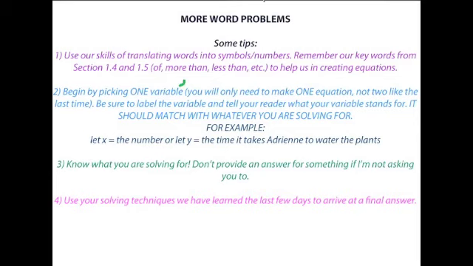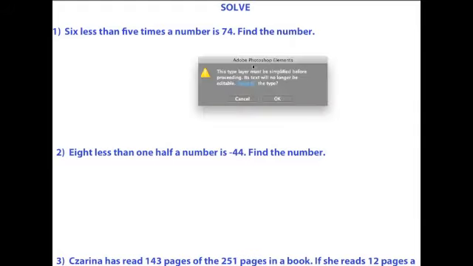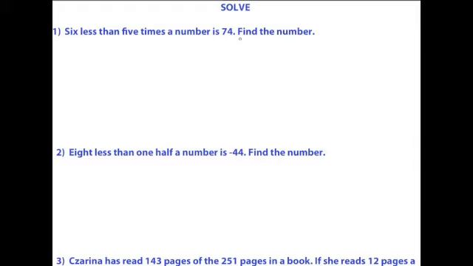Okay, so let's look at some practice problems using some of the tips I gave you. So: 6 less than 5 times a number is 74. And what are we trying to find? I'm going to underline it for us. We are trying to find a number. So let's call whatever number we're trying to find n. And I'm going to label it for my reader: n equals the number we're trying to find.